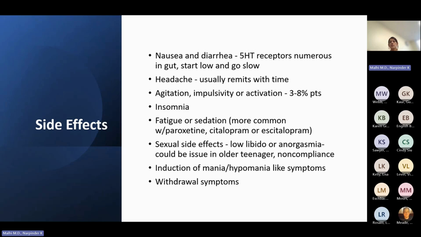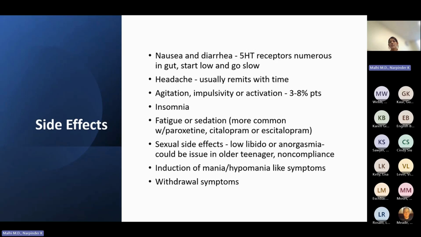In teenage patients, keep in mind libido also; sexual side effects can be possible and can lead to non-compliance. Many times teenagers may not tell you, so it's always good to ask them. I usually give them some privacy from the parents so they can talk about these symptoms.